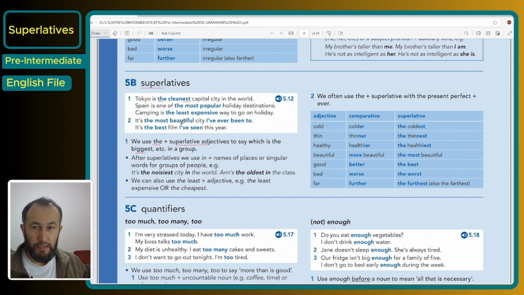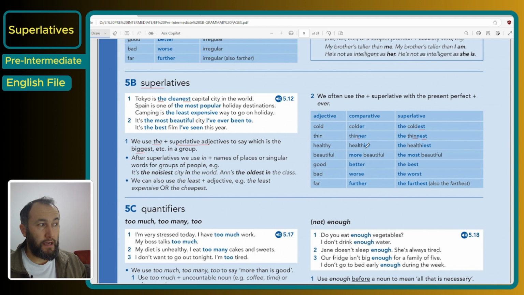When the adjective is one syllable, we use EST. Like cold, colder, the coldest. Thin, obviously we've got double N, thinner for the comparative. So the superlative, the thinnest. The same rules apply, but instead of ER, we use EST to make the superlative.